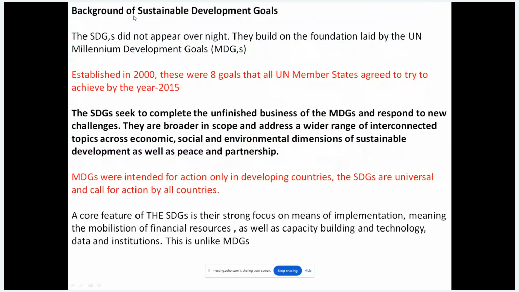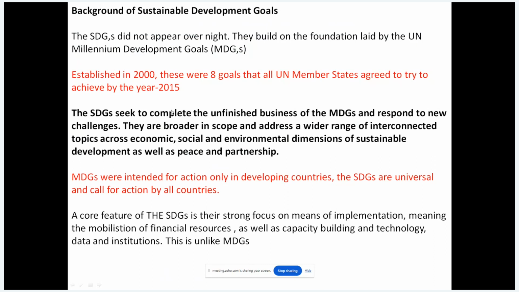So what is the background of sustainable development goals? The SDGs did not appear overnight. They build on the foundation laid by the UN Millennium Development Goals, from 2000 to 2015. The UN Millennium Development Goals were established in 2000. These were 8 goals only that all UN member states agreed to try to achieve by the year 2015.